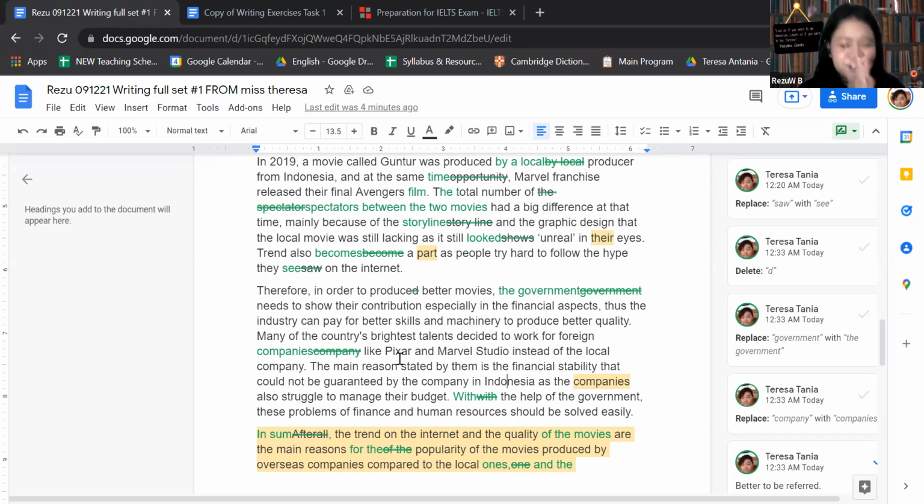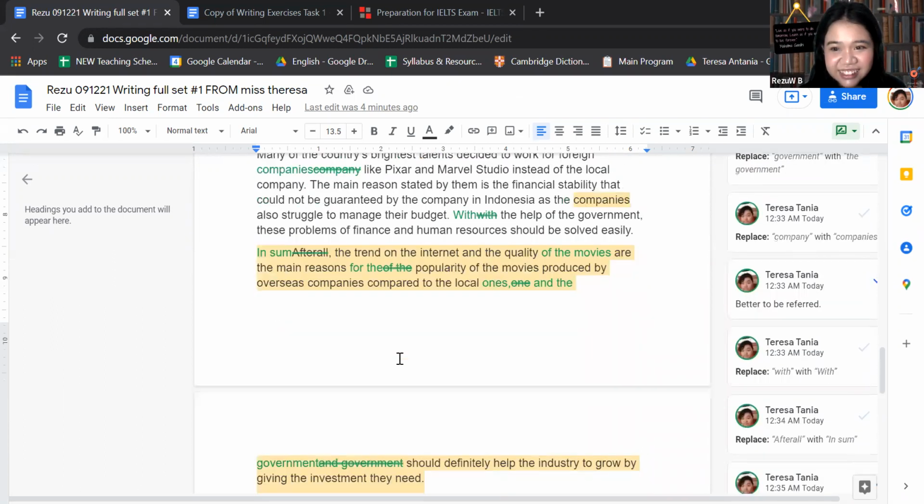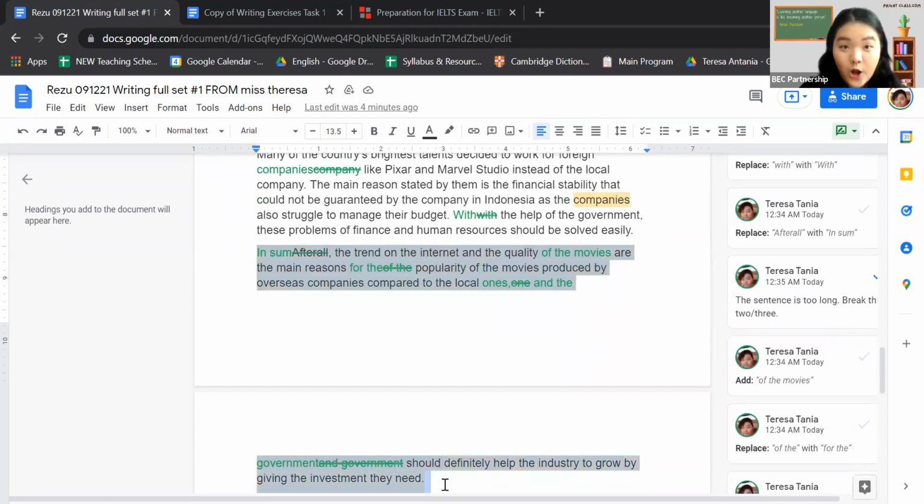Okay. Oh yeah, conclusion. I really hate making conclusion. The conclusion itself is not a problem. The way you present it is the problem because you can see that the sentence is too long. Break it down into two. For example, in short, the trend on the internet and the quality of the movies are the main reasons for the popularity of the movies produced by overseas companies compared to the local ones. This can be helped by the government by giving the investment they need so that the industry can grow.